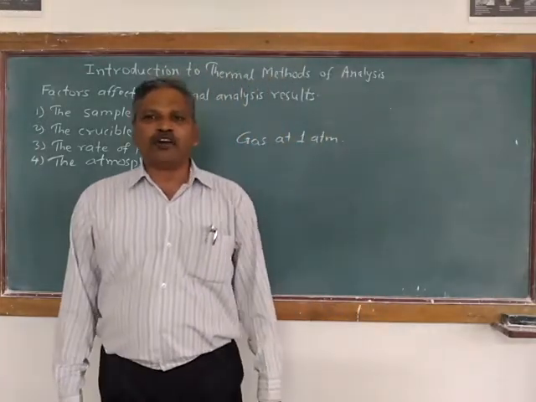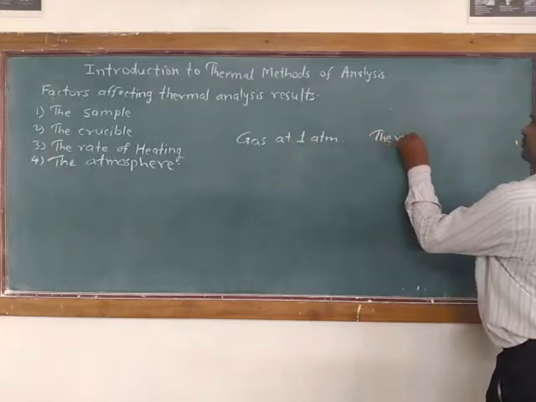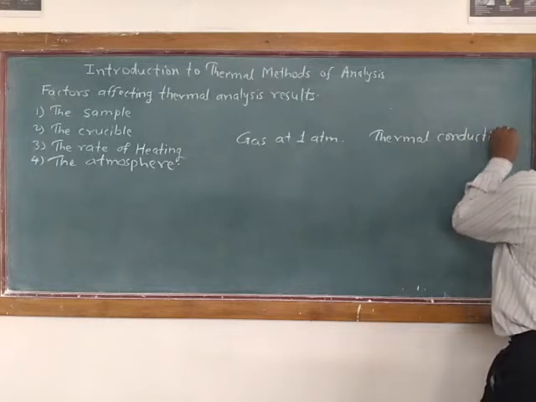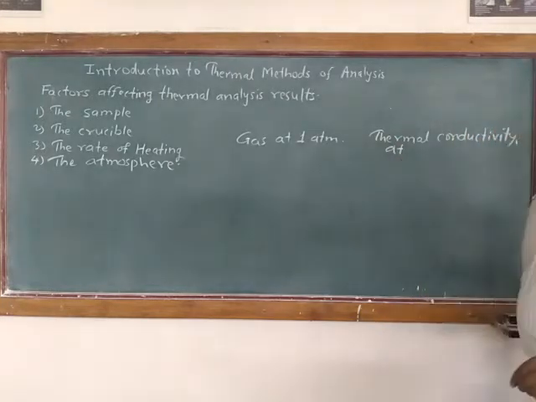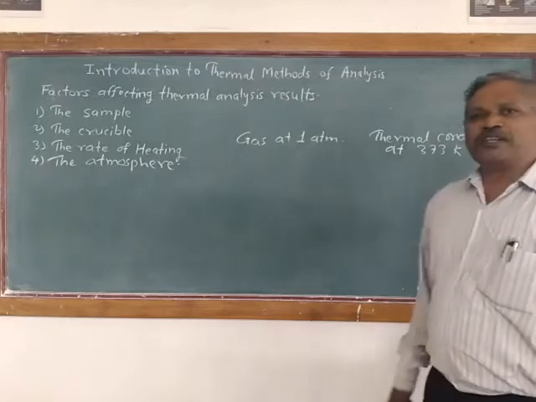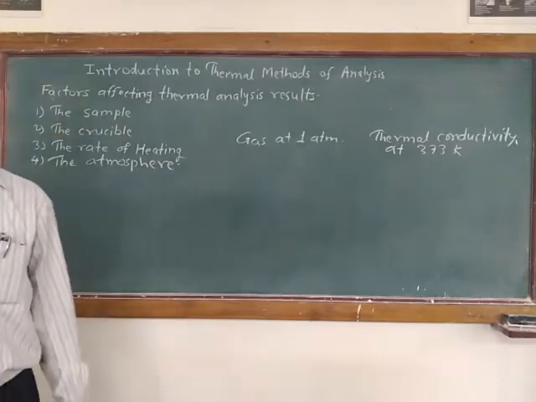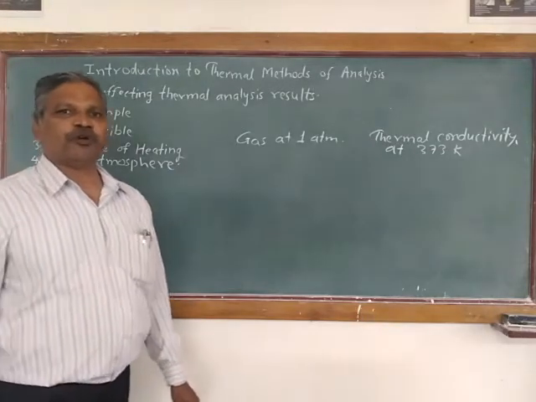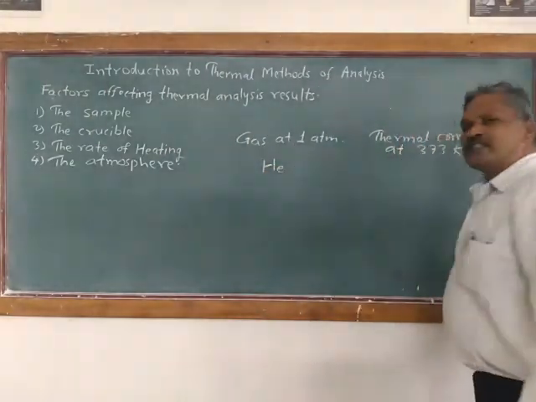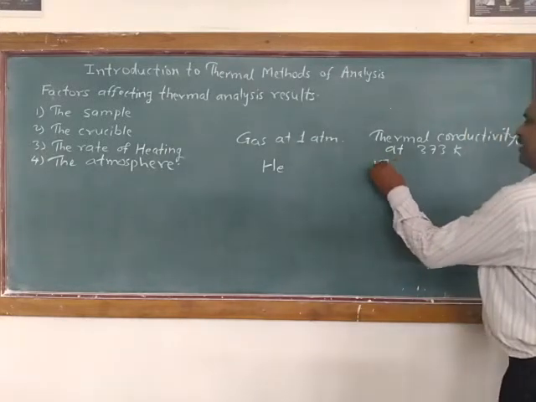Let us see the gas at 1 atmosphere pressure on one side, and on the other side we will see the thermal conductivity at 373 Kelvin. So the first gas is helium, the second one is nitrogen, the third is air, and the fourth one is carbon dioxide. So helium, its thermal conductivity at 373 Kelvin is 17.77.